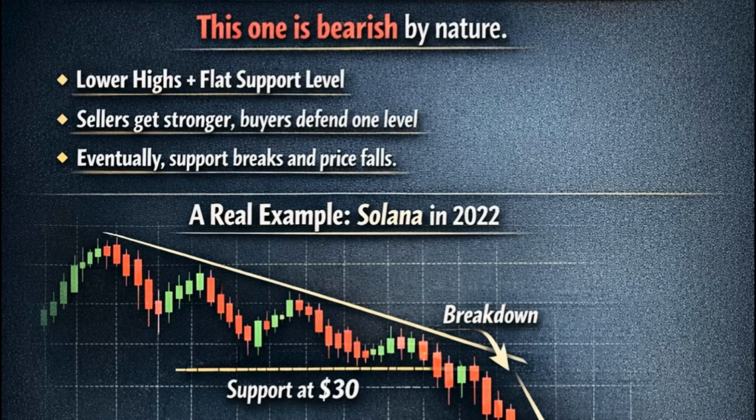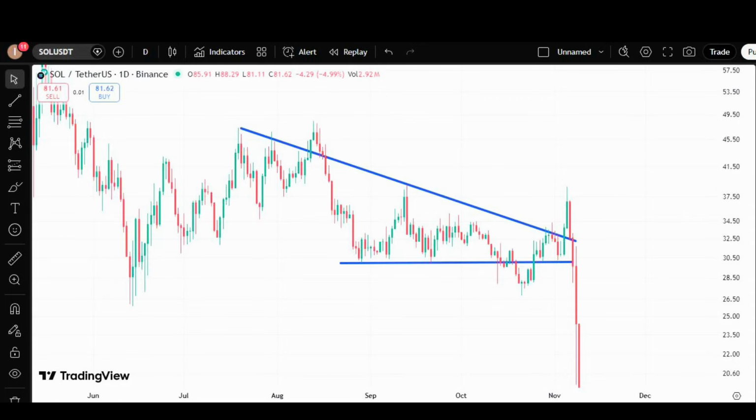A real example, in 2022, Solana formed a perfect descending triangle around the $30 zone. Support held multiple times, but sellers kept stepping down. Once support broke, it sold off straight toward $12. Classic descending triangle behavior. If this pattern forms in a downtrend, it usually continues the trend. If it forms at the top of an uptrend, it often signals a reversal.